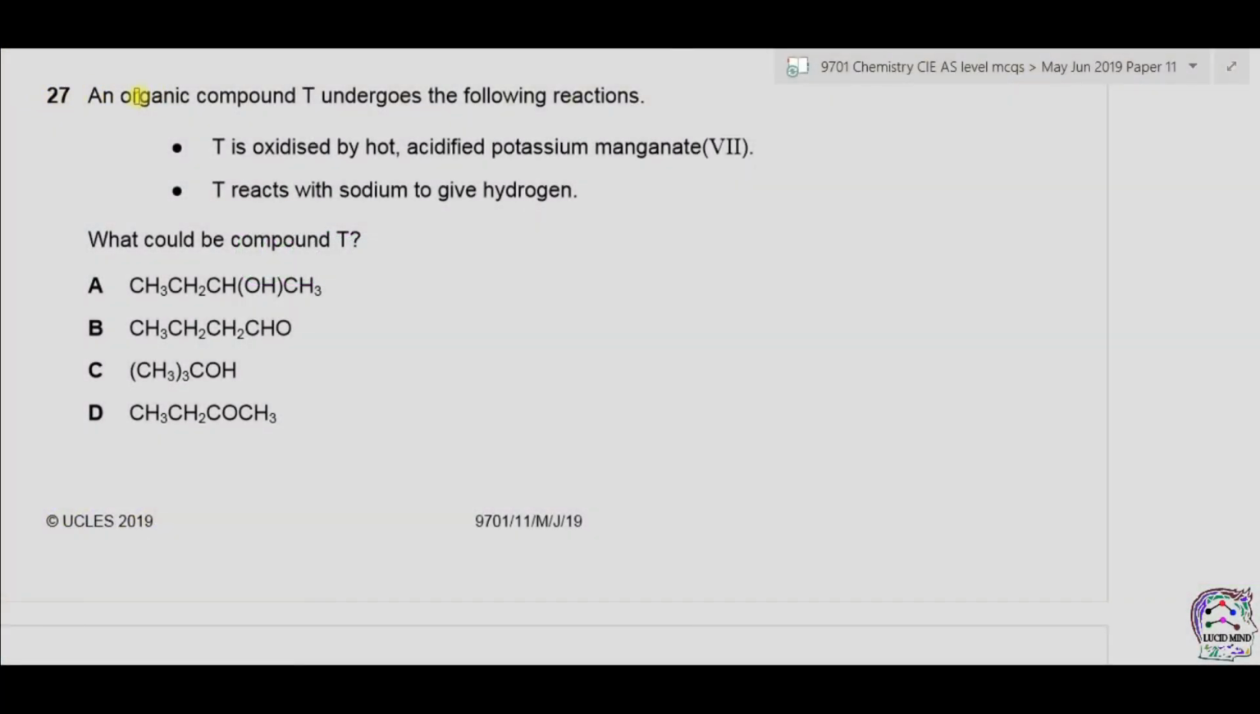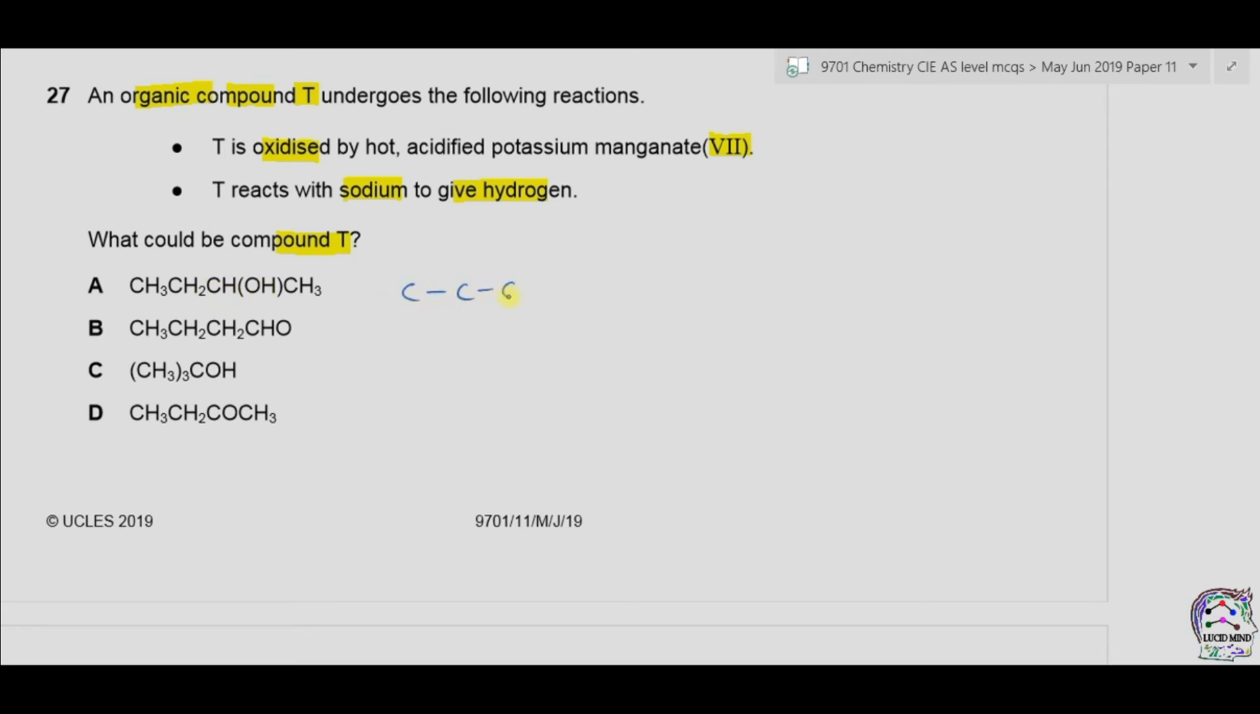Question 27. An organic compound T undergoes the following reactions. First, it is oxidized by hot acidified potassium manganate(VII). Second, it reacts with sodium to give hydrogen gas. What could be compound T? A is given. Let's draw the structure.